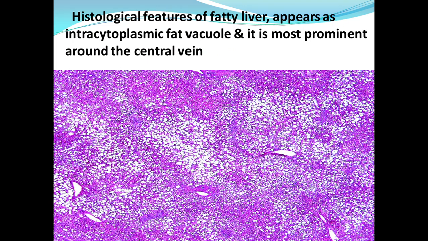Histologically, this is the site of fatty degeneration in the liver. It appears as intracytoplasmic fat vacuoles, and it is most prominent around the central vein. This is the site of the fatty vacuoles, mostly around the central vein. This is the site of the fatty degeneration.